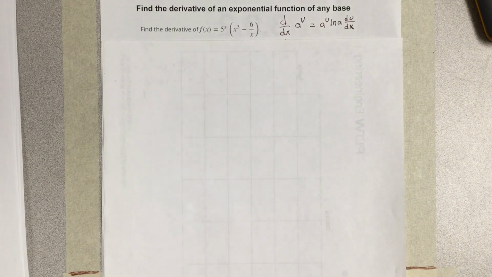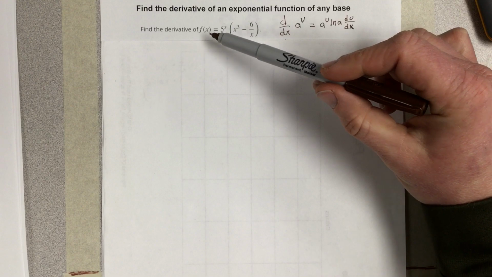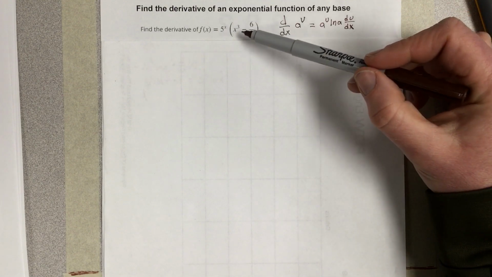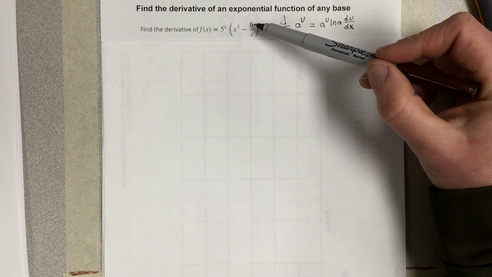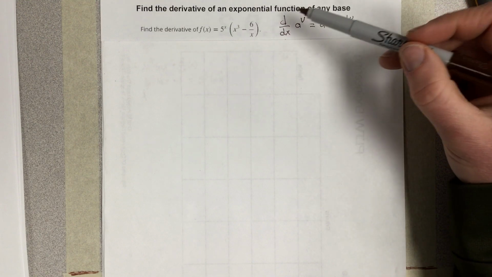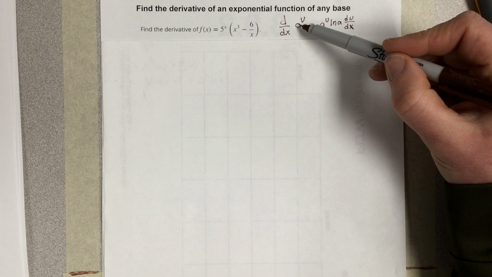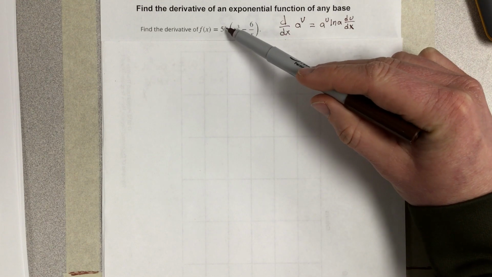In this video, we're going to find the derivative of an exponential function of any base. It says find the derivative of f of x equals 5 to the x times x cubed minus 6 over x. Basically, they're going to have us find the derivative of 5 to the x.